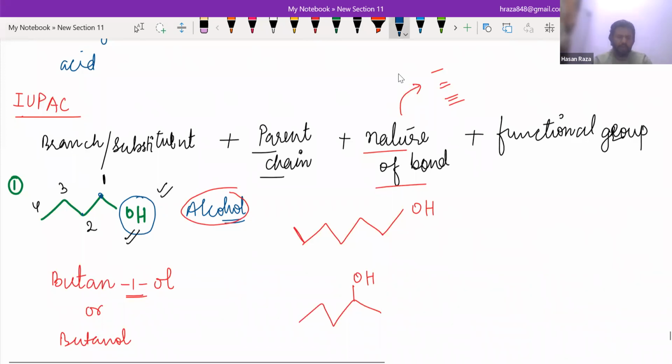Always remember that you just need to do the numbering correctly and then write the name of the substituent, if there is one, then write the parent chain, the nature of bond, then the functional group.